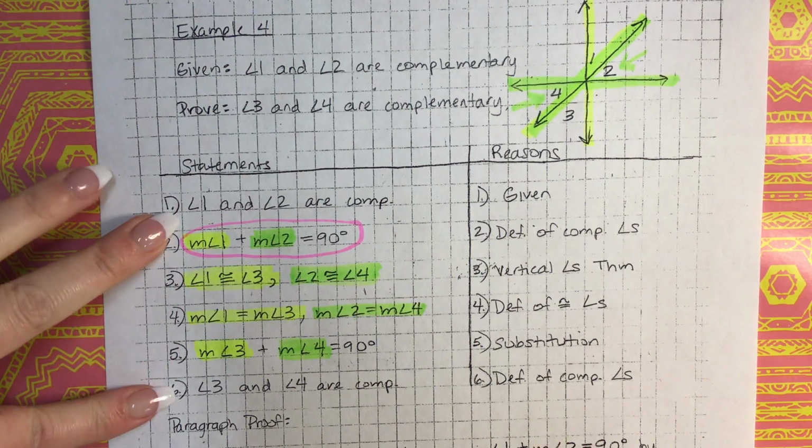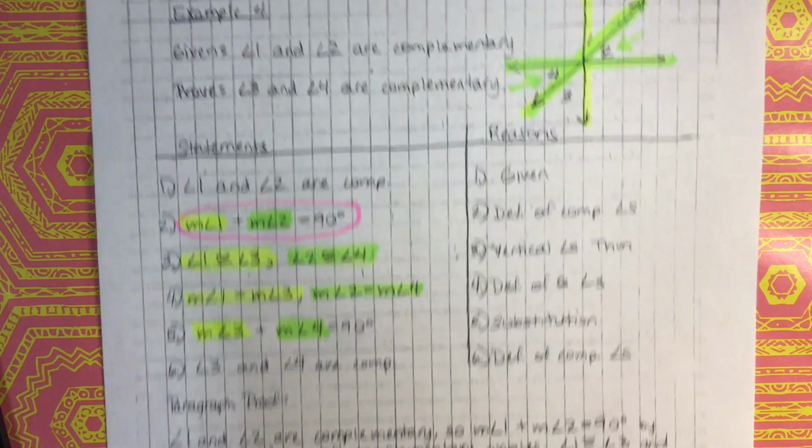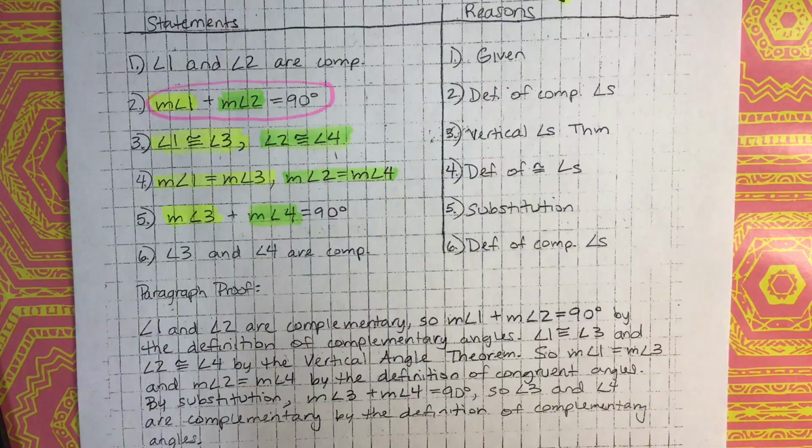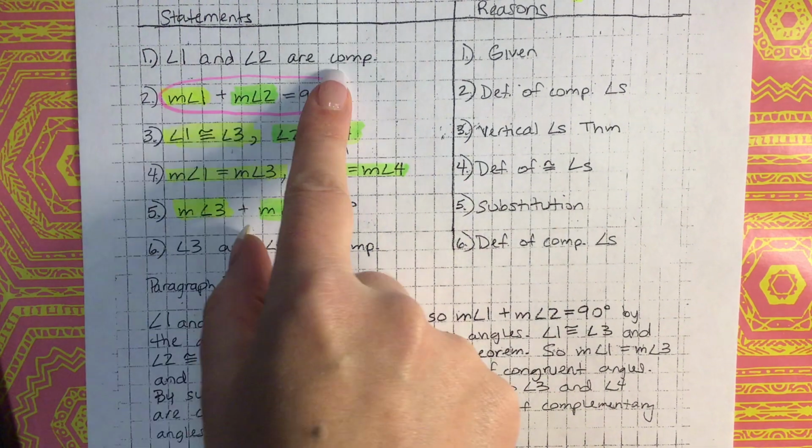So what we have to do is we just have to take all this information here and write it into a paragraph proof. So how that's done is it just says angle 1 and angle 2 are complementary, right?